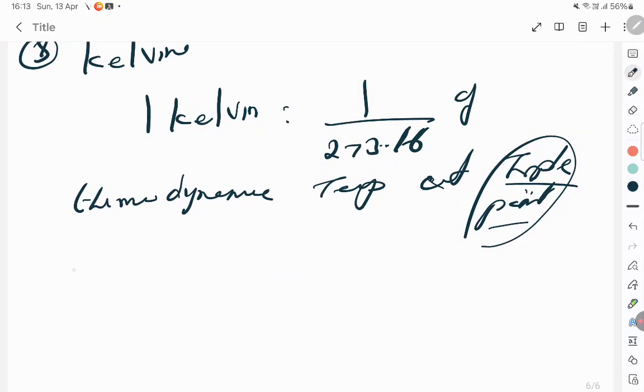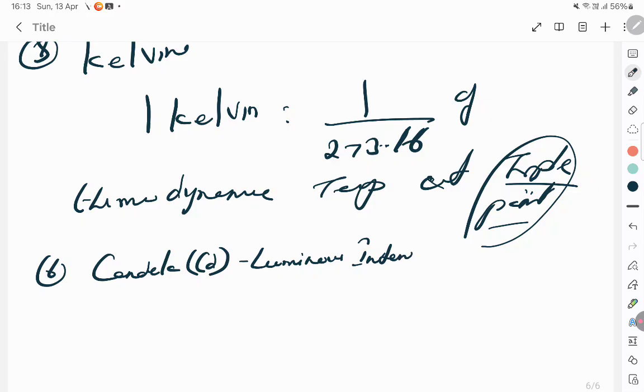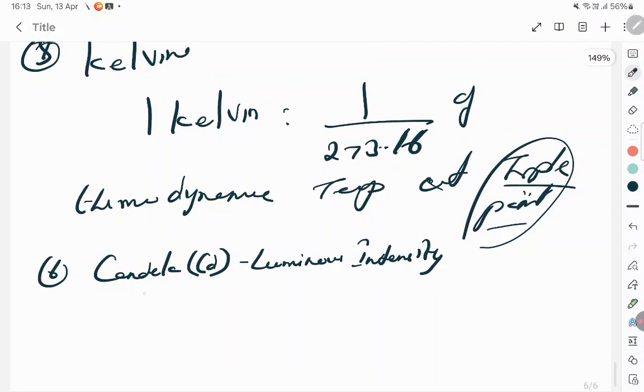Then I'll teach you what is candela. Candela is the SI unit of luminous intensity. What is luminous intensity? How bright is the light? How luminous is it? That intensity. So candela is the SI unit of luminous intensity in a given direction. In a given direction. You know, the torch gives light only forward, so imagine it like that. Candela is the SI unit of luminous intensity in a given direction that emits light.